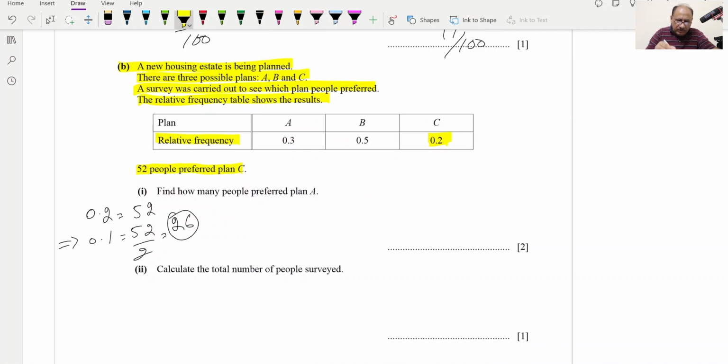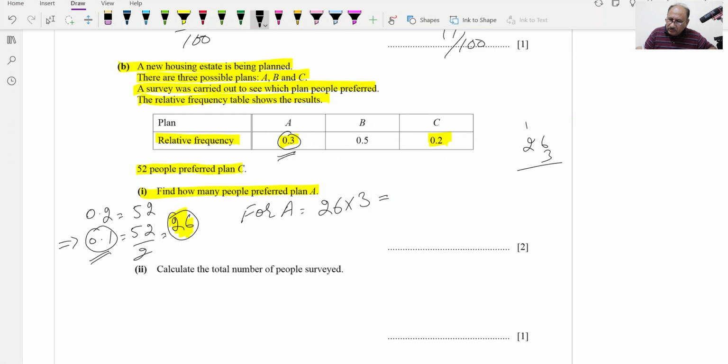Now they are saying find how many people preferred plan A, and plan A is 0.3. For 0.1 we have calculated 26. So for A we know this is 0.3. So 26 will be multiplied by 3 because 0.3 is 3 times 0.1. So we'll multiply this, and 26 multiplied by 3 will be 3 6s are 18 and 3 twos are 6 plus 1 will be 7. So 78 will be the answer for this one.